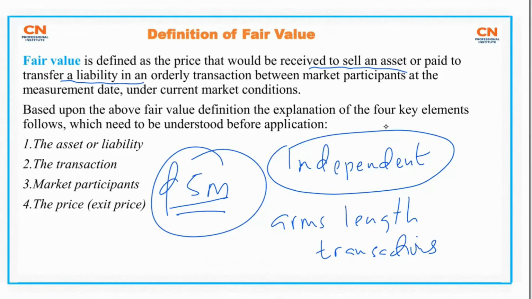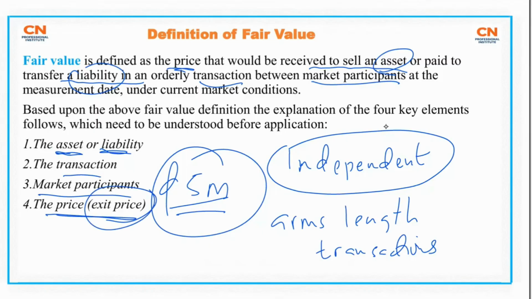So if you look at the definition, we have the asset or liability there in the definition. Then we have the transaction here. We have market participants here. And then we have the price, which is here. So normally the price is an exit price.